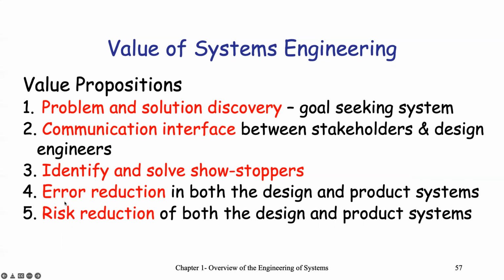Error reduction. I've heard one person say system engineering is like insurance: you buy as much as you can afford. You want to be minimizing errors, finding them early in both the design and the production. And then risk reduction is identifying risks and then managing those risks and trying to prevent them from happening as you go through the design process.